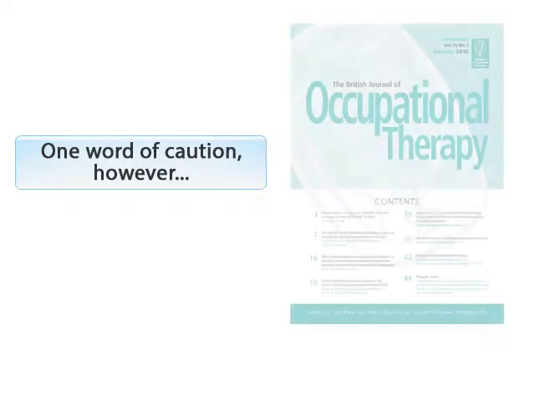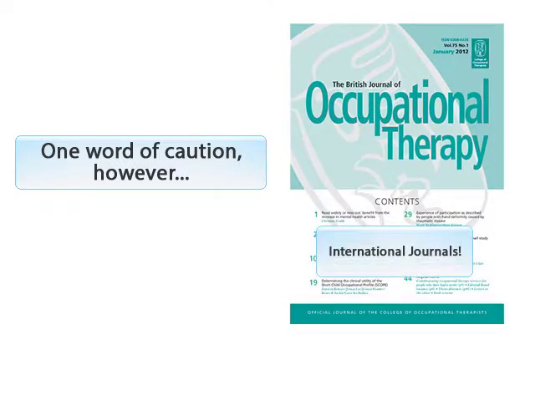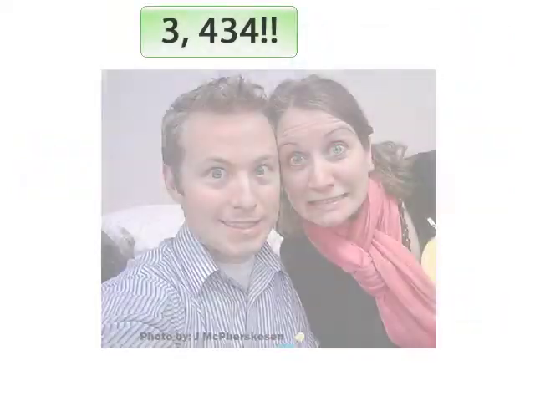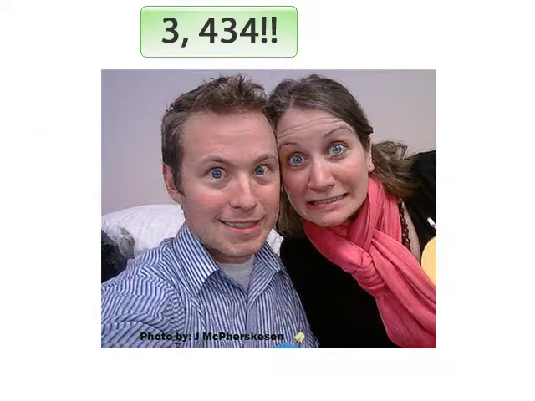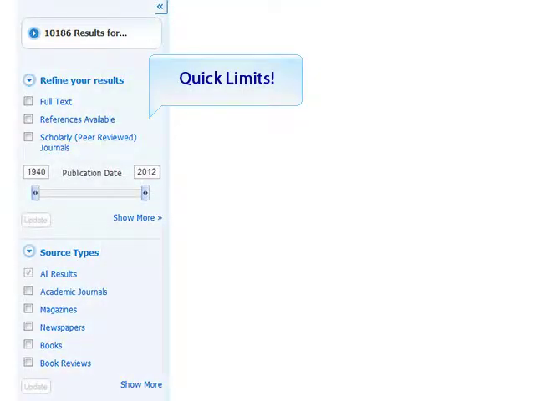One word of caution, however: we cannot locate the full text for every journal request, particularly for those that are published overseas or are titles that are not widely collected. Sometimes your first search produces thousands of results, but you need not panic. Additional search options can help you focus your search to get the results you need.